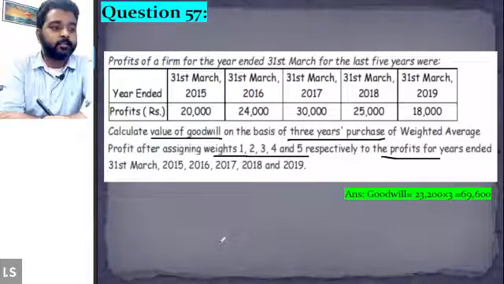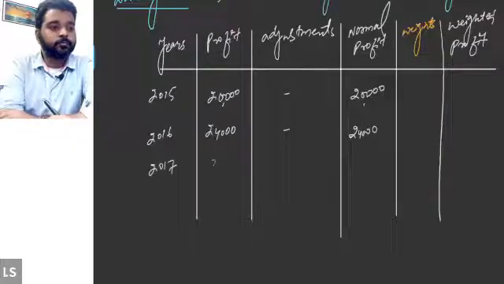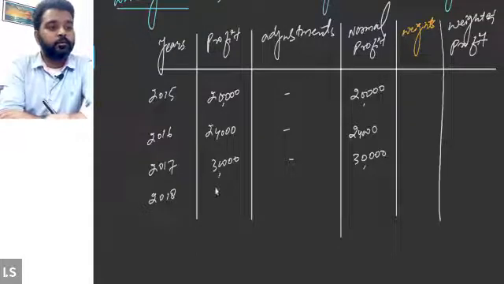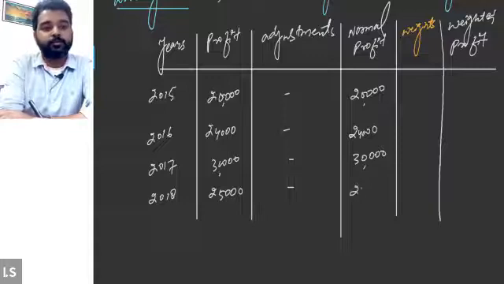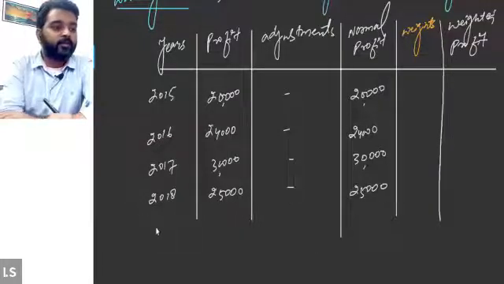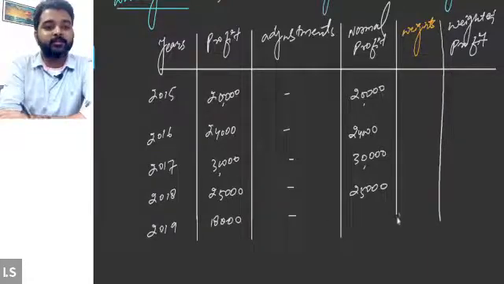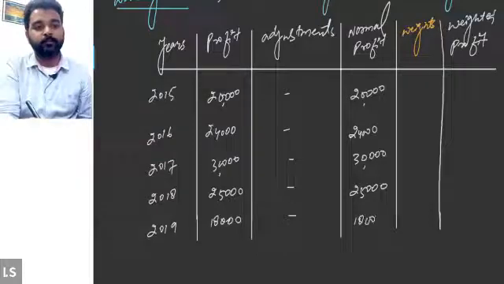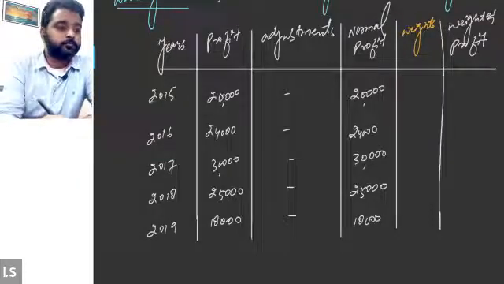The profits are 30,000, 25,000 and 18,000. So the normal profit for 2017 will also be 30,000. In 2018, the profit was 25,000. No adjustment is required, so 25,000 will be the normal profit. And finally, in the year 2019, the profit was 18,000. No adjustment is required for 2019 as well, so the entire amount, 18,000, will be considered as our normal profit. Okay, is this clear, everyone?